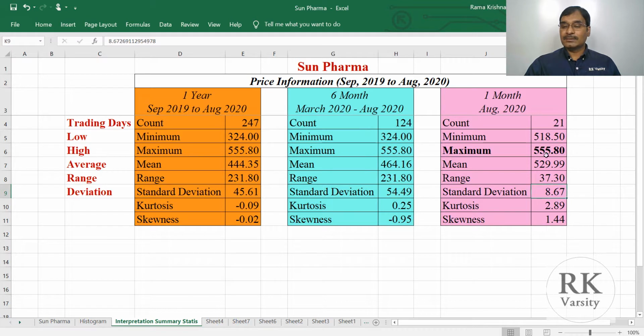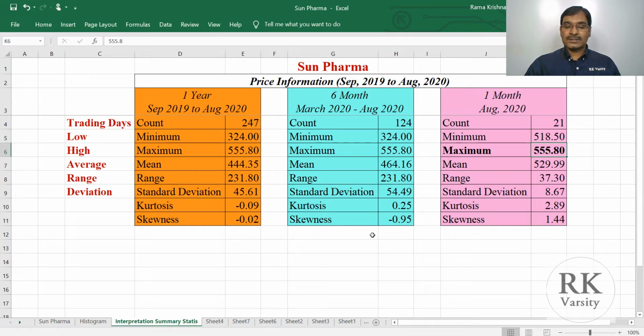And coming to the August month, here you will see that the standard deviation is 8.67. So this says that in August the stock is more stable. There are no high fluctuations in stock price in the month of August. This also reflects in terms of the minimum and maximum price. The minimum price is 518 and the maximum is 555, so the price ranged between these two.